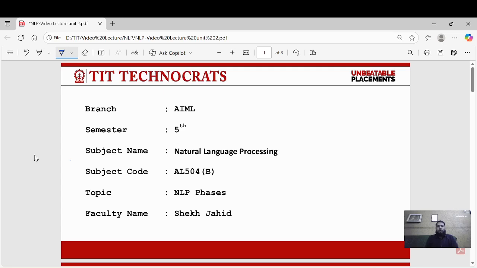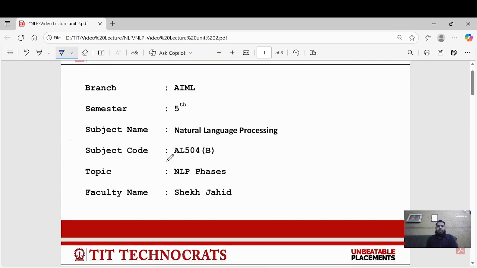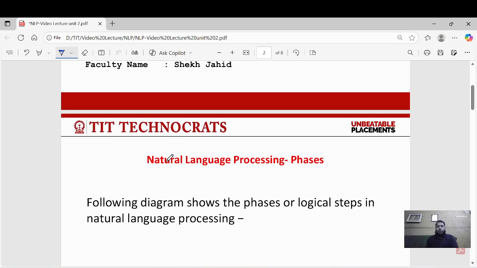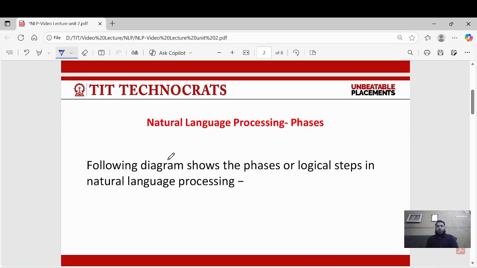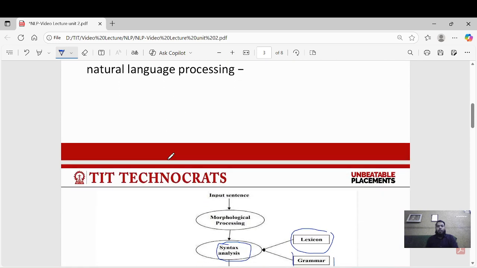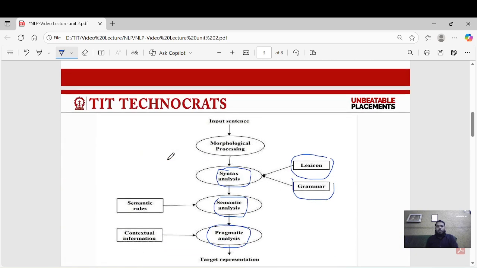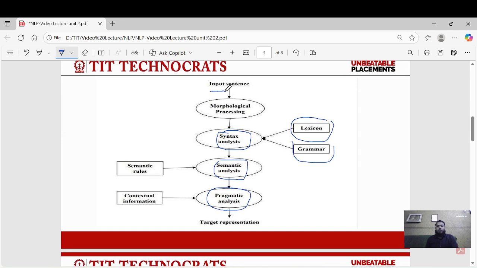Friends, today we will discuss natural language processing phases. In natural language processing, there are the following phases, also called the logical steps in NLP. In these phases, the input sentence or input strings are passed through the different phases to produce the targeted representation.